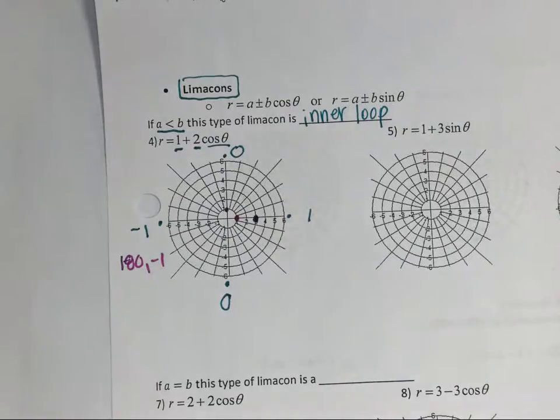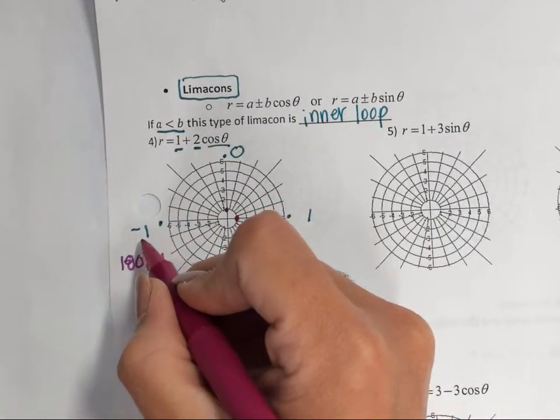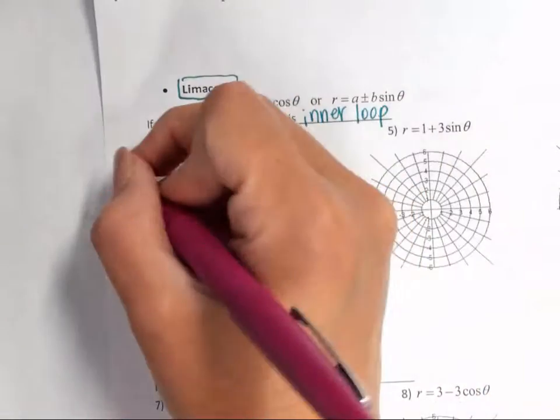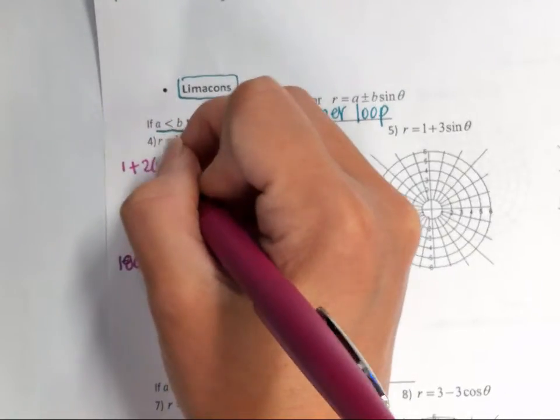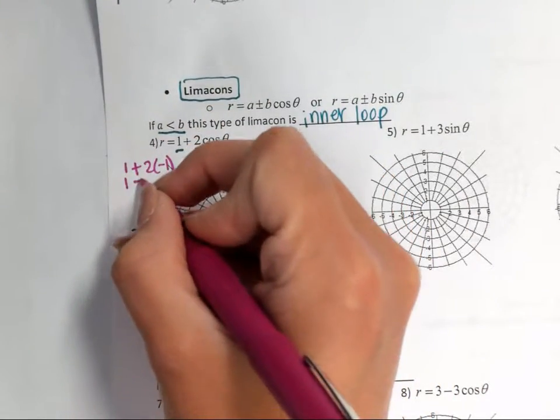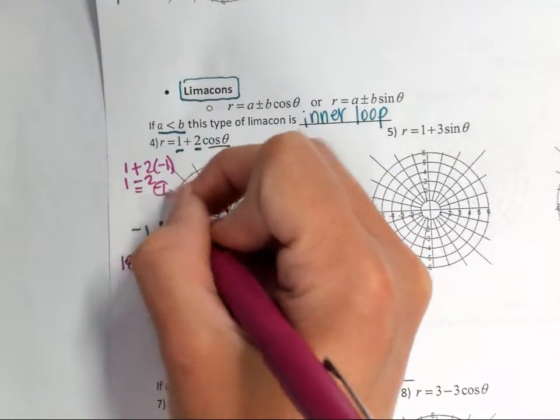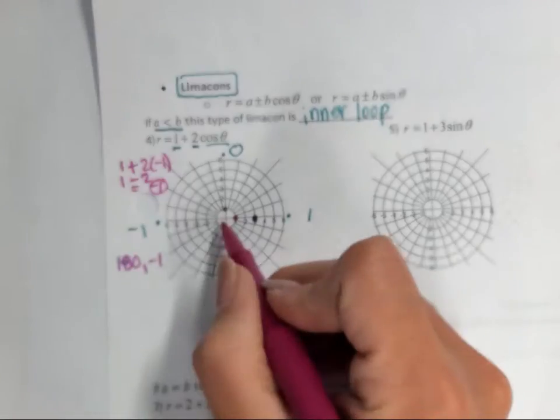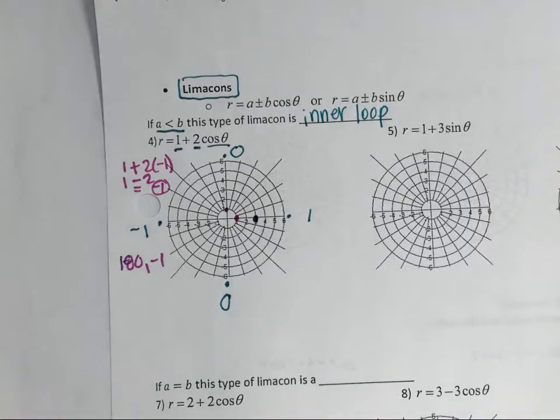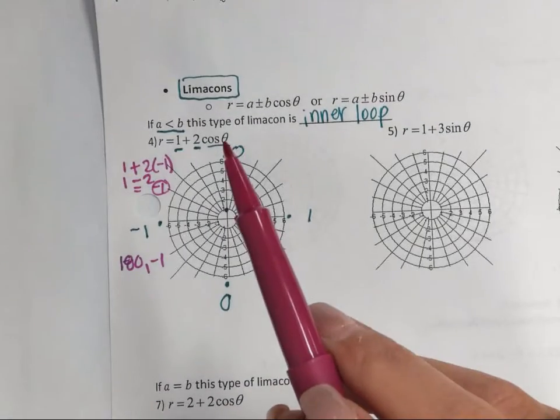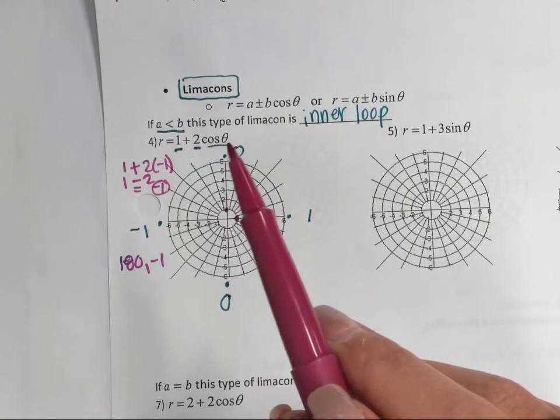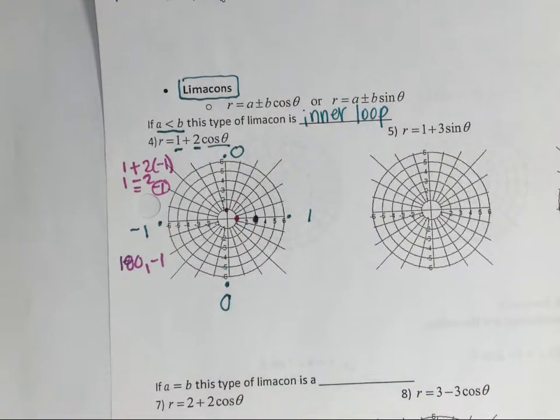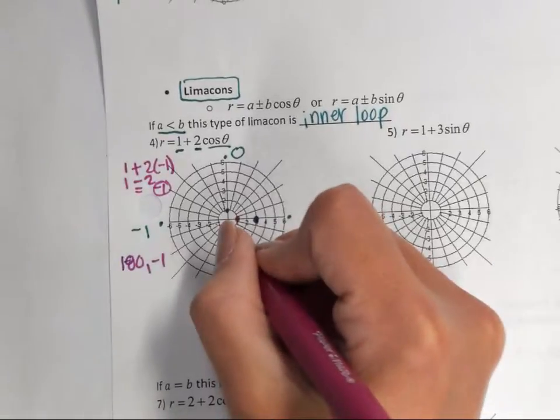I'm going to say it again. When we plug in -1 for cosine right here, we would get 1 plus 2 times -1. That's going to give us 1 minus 2, which is -1, correct? So that's for this value, this angle. So if it's a negative value, we go away from that angle. Alright, moving on to this one. When we plug in 0 for cosine, that's going to be 1 plus 2 times 0. That's just going to be what? 1. Very good.